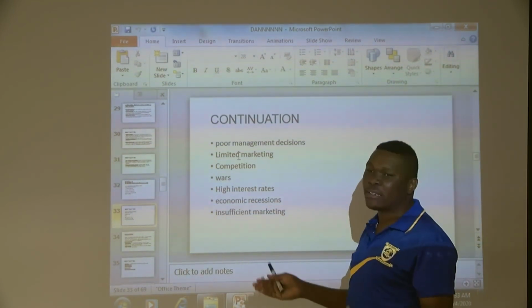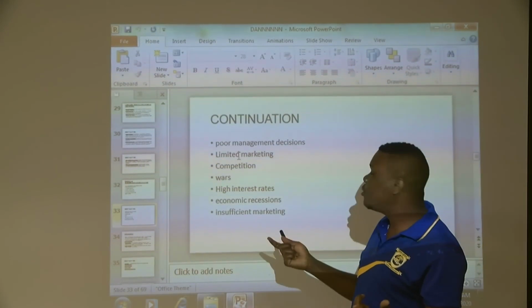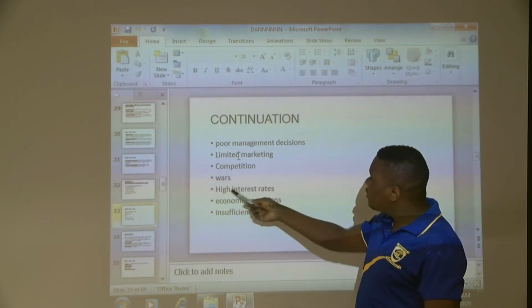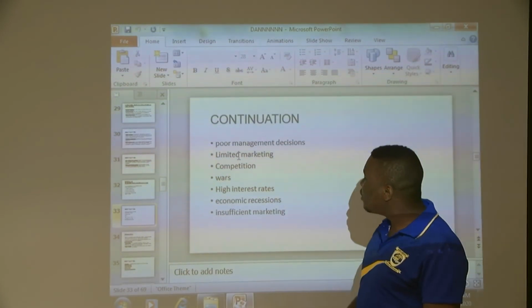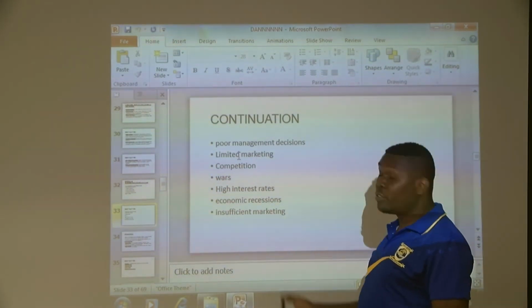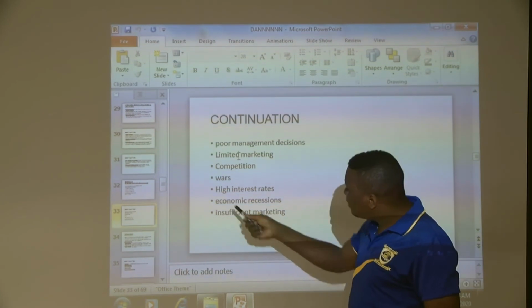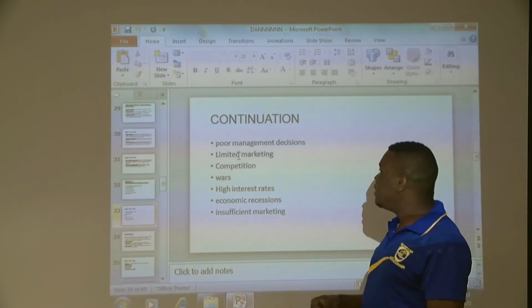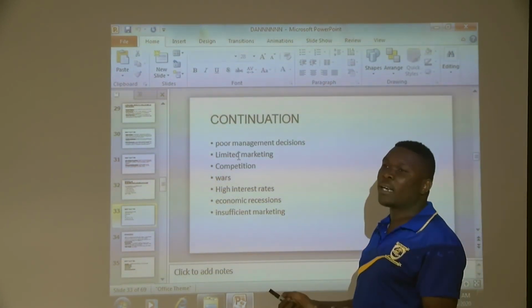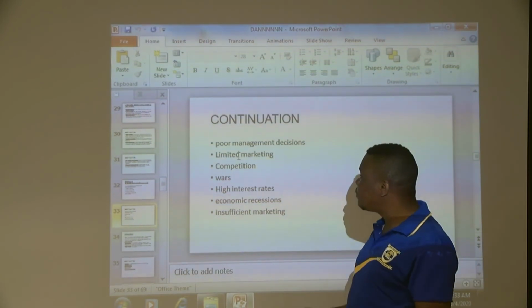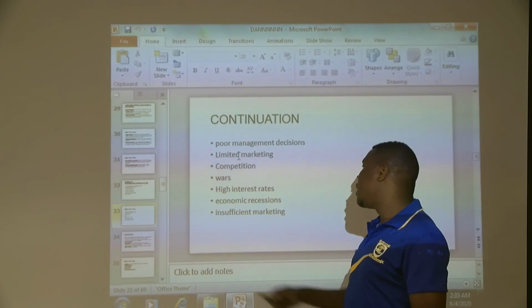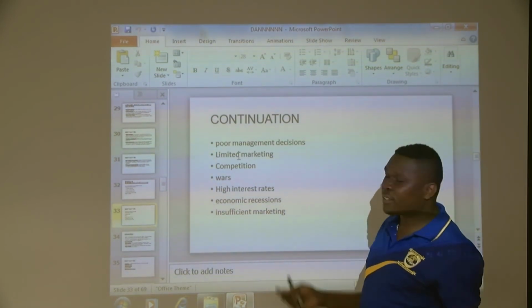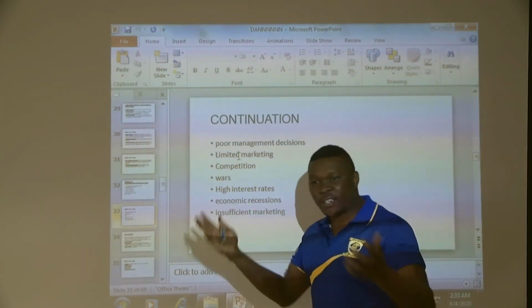Whenever there are wars or political instabilities in any other country, in any other place, your business technically ought to fail. Then high interest rates, these are basically the rates that they give you when you go to apply for loans. And whenever these interest rates are high, that means you will fail to get loans, which will help you to run or effectively administer your businesses.